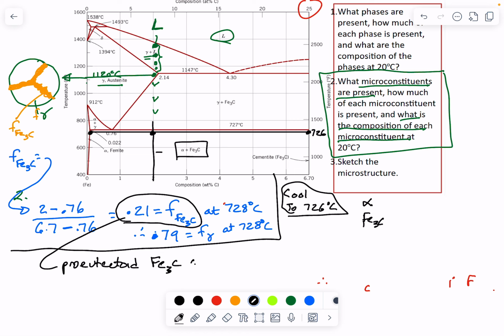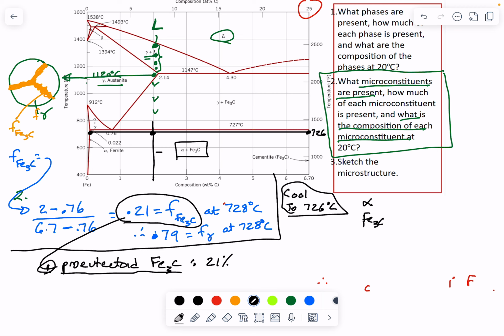And so we've got 21% of this stuff remains that stuff, okay? So that's one thing that we've got. And this just means stuff that formed above the eutectic temperature. Okay, so we got that.